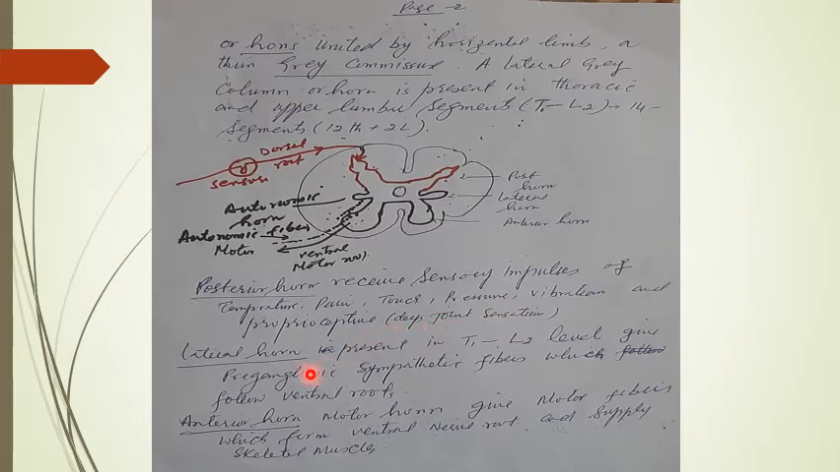The lateral horn is present at T1 to L2 level, giving preganglionic sympathetic fibers which follow the ventral roots. So this is the lateral horn which is shown, and it gives the preganglionic autonomic fibers which follow the ventral root. The anterior horn, the motor nerve, gives the motor fibers which form the ventral nerve roots and supply the skeletal muscle.